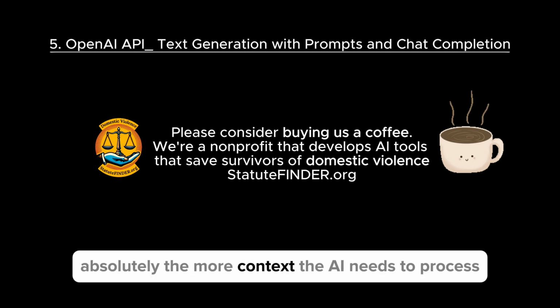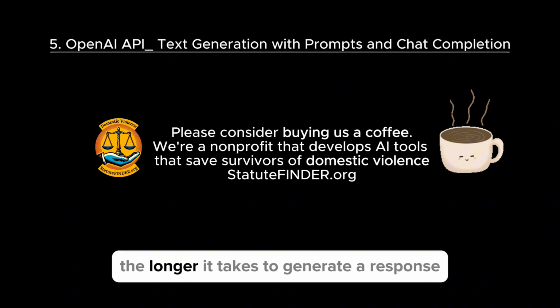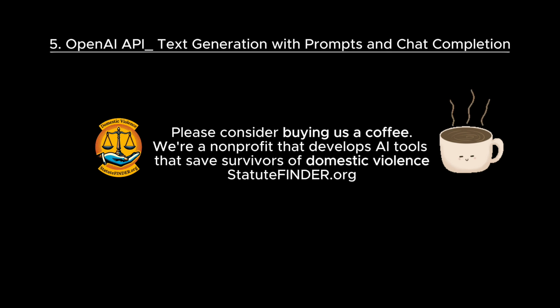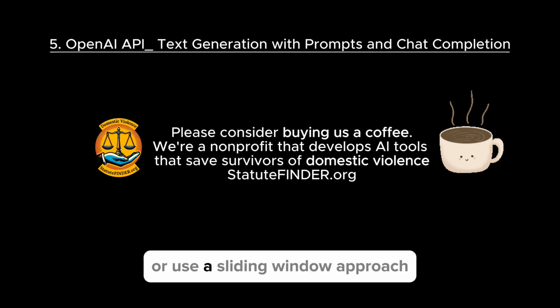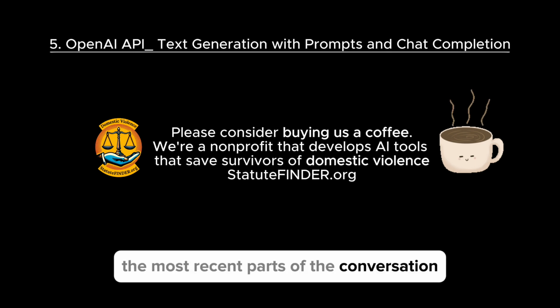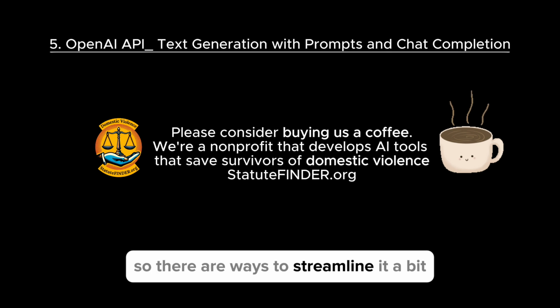Absolutely. The more context the AI needs to process, the longer it takes to generate a response. There are techniques to address this. You can try summarizing previous turns or use a sliding window approach where you're only feeding the AI the most recent parts of the conversation. So there are ways to streamline it a bit.